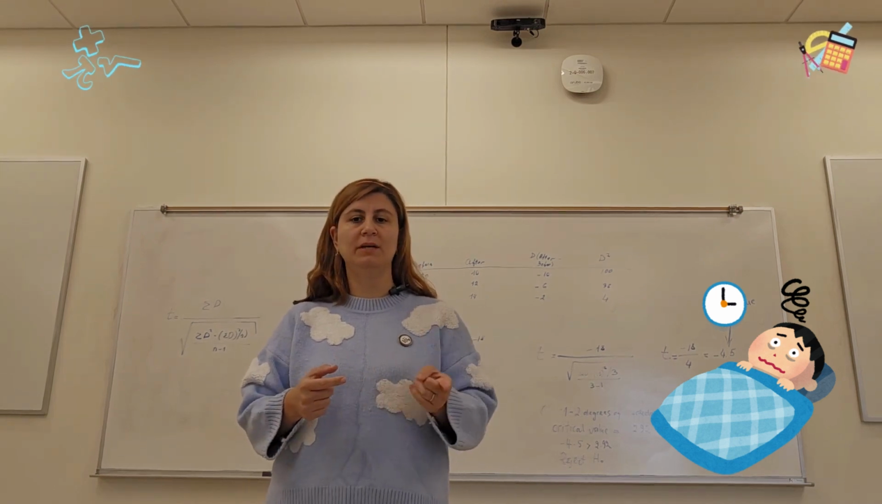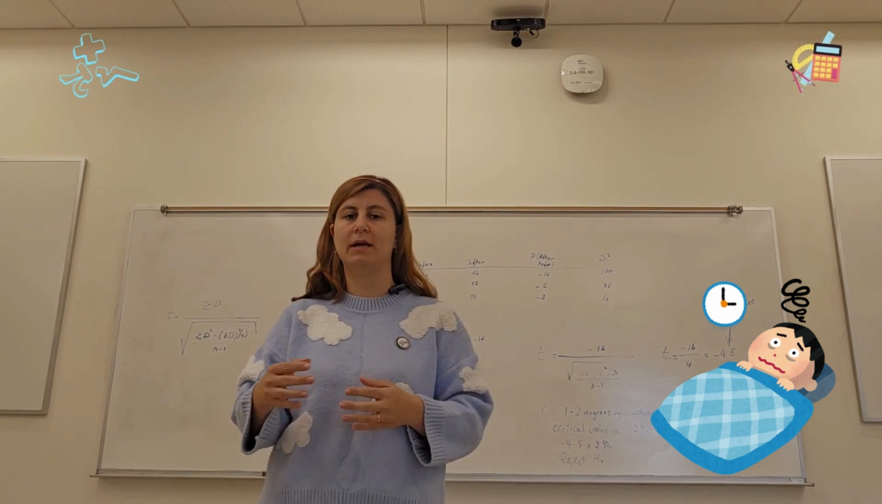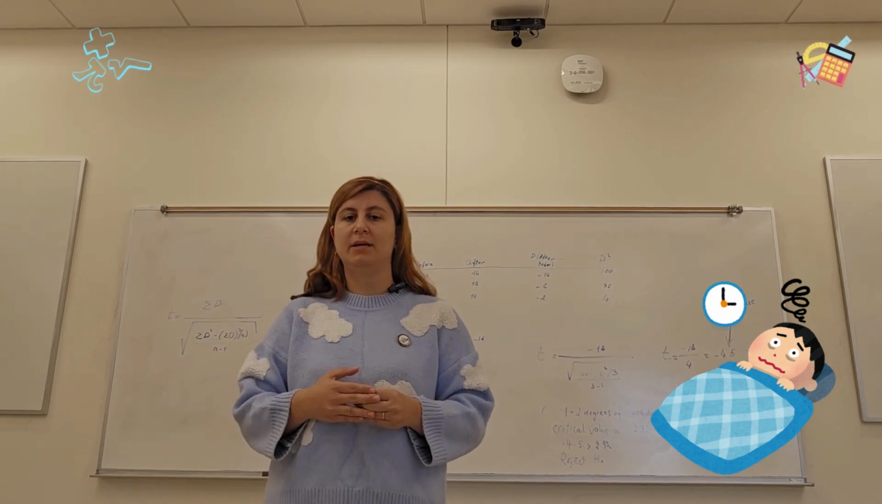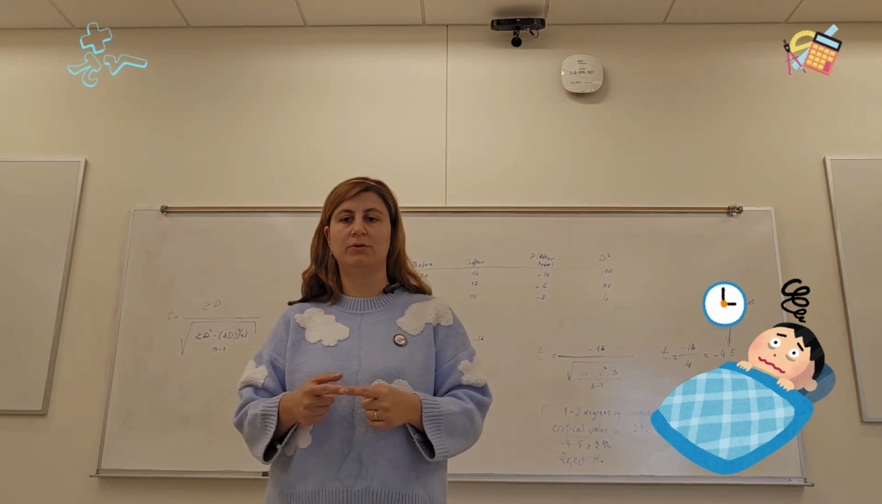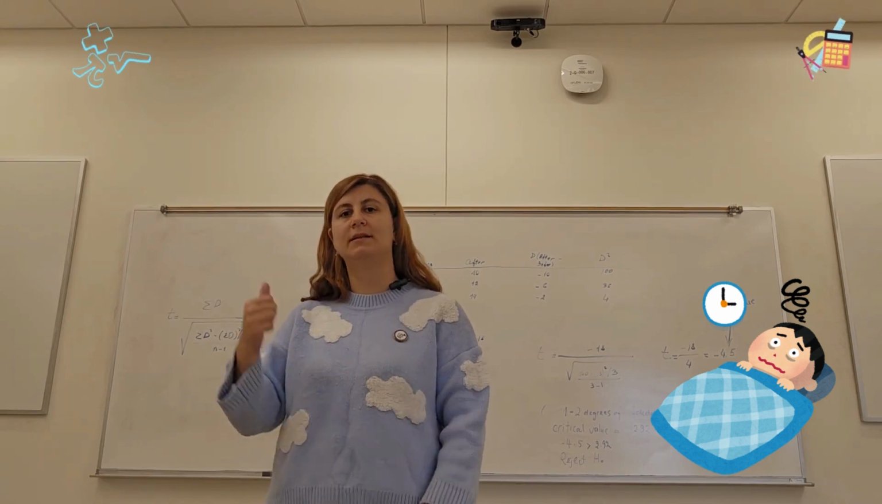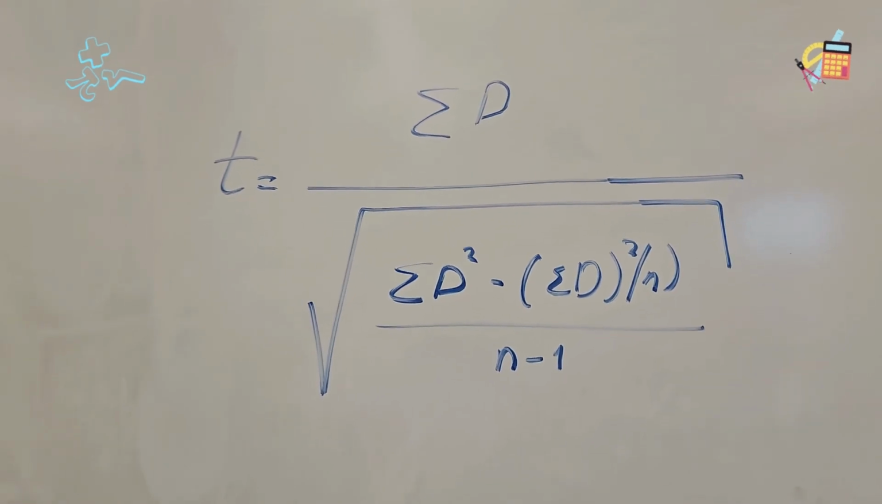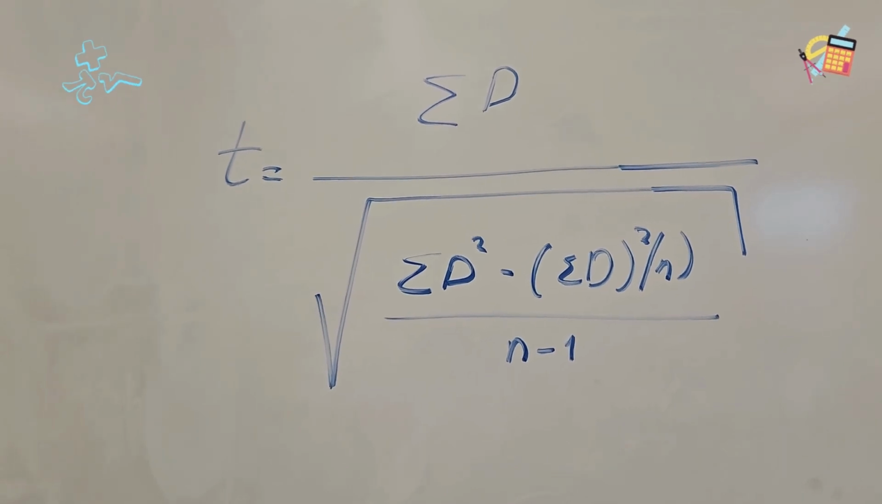I record how many minutes it takes them to fall asleep 3 nights before the new routine and then after that. Because it is the same children measured twice, before and after, we are going to use the dependent sample t-test. And here is the formula for that. Let's go to the board. Here is our formula. Now let's break down what each part means.